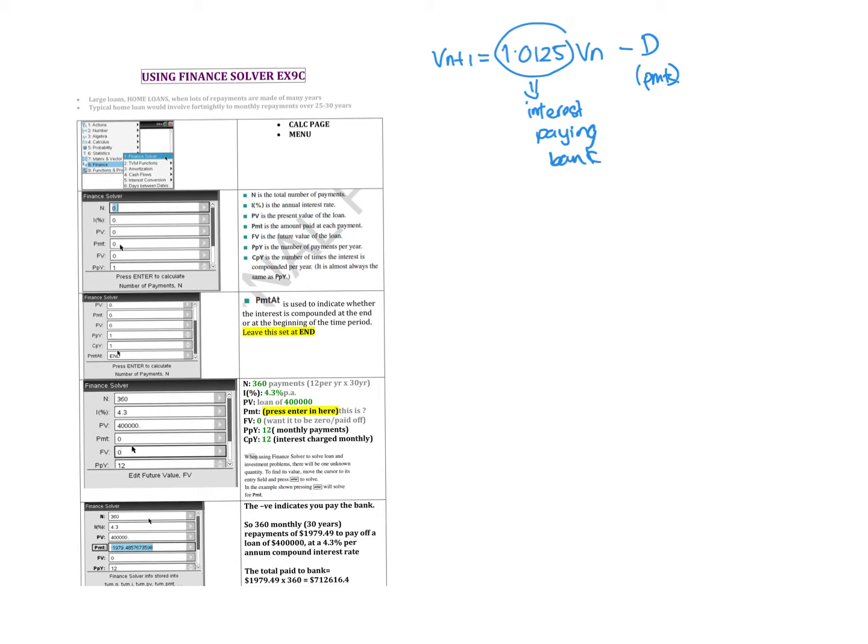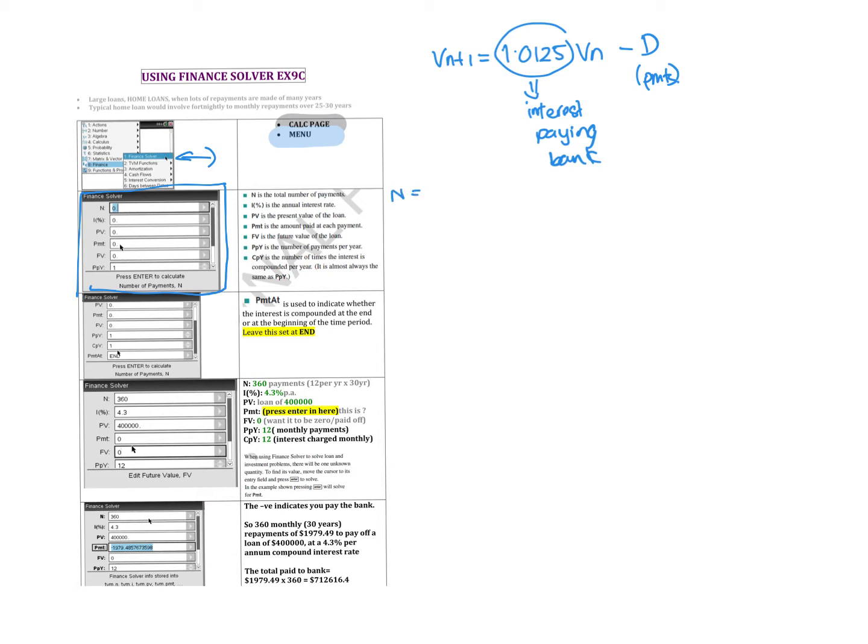Where we find Finance Solver on our calculator is on a normal calc page, and you press the menu button and you'll see that number 8 is finance and number 1 is Finance Solver. You can see that's on your instructions there. You'll end up with this screen here, and you've got all those letters on the sides. Capital N is the number of payments.